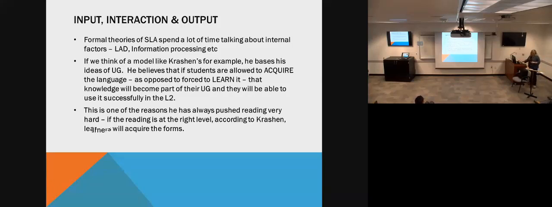So as part of his monitor model, Krashen has a hypothesis about input. His idea is if you get the right kind of input, you might remember it was called I+1 input, then you acquire it. So one of the reasons he pushed really hard on reading, and things like the natural approach and the other approaches he's done to teaching, is this idea that if the reading is at the right level, if the input is at the right level, the learners will acquire these forms.